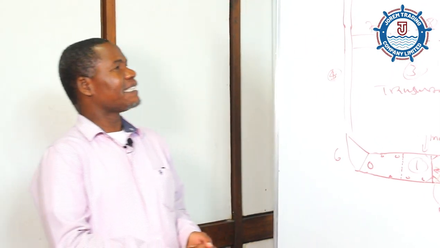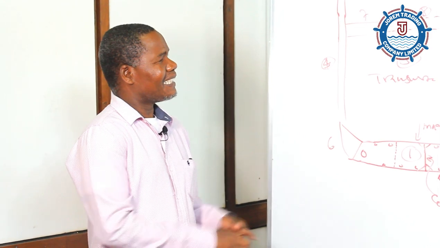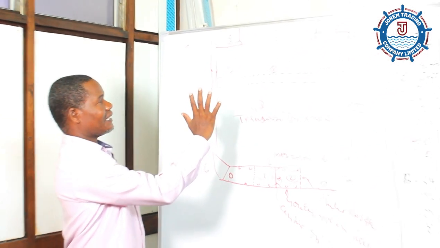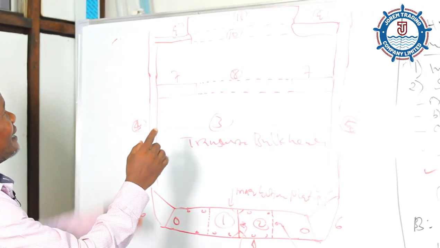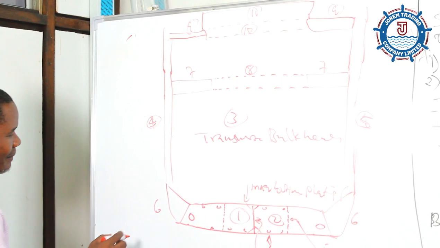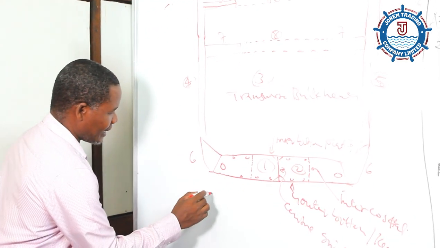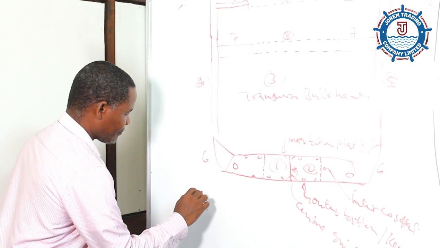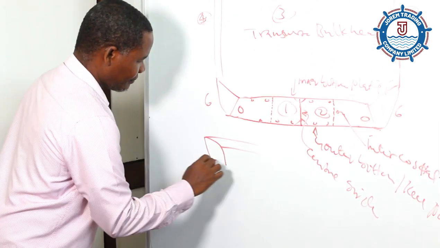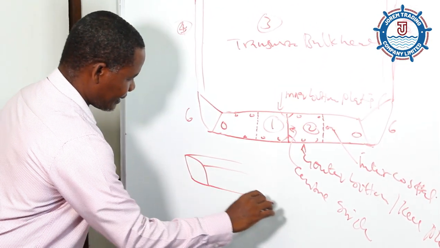But this one is a general overview. There are a lot of other parts there. This one, if you view it as a midsection. Otherwise the ship should look like this, if you put it like this, how it should look like.